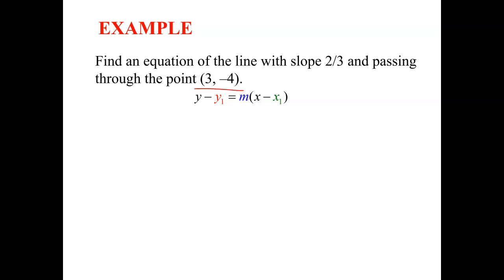It's not the y-intercept, so I can't use slope-intercept form. I have to use point-slope form. Luckily, if you remember, I have a point and I have the slope. Point-slope form. Like, we're not clever. We name things for what they are.